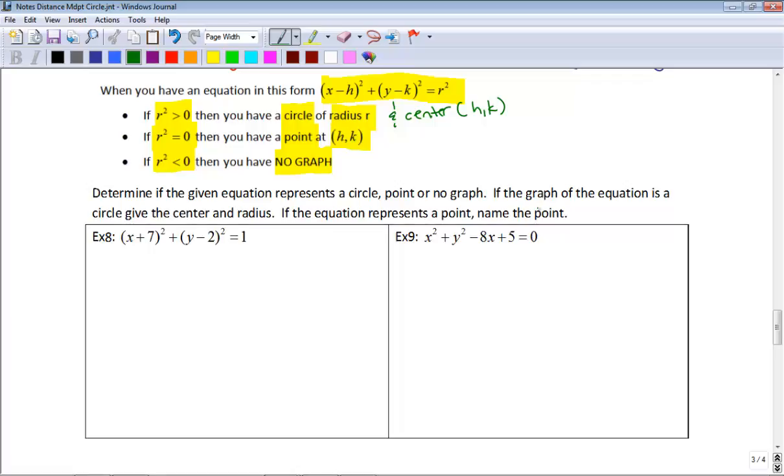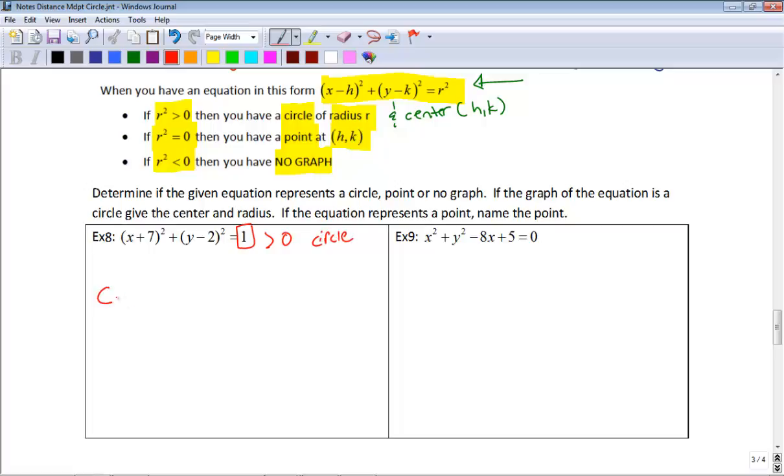Example 8 says that we have (x plus 7) squared plus (y minus 2) squared is equal to 1. Are we in standard form? Is this the same form that we have there? We are. So now we have to determine, is the number 1 greater than 0, equal to 0, or less than 0? Well, 1 is greater than 0, which means that I have a circle.